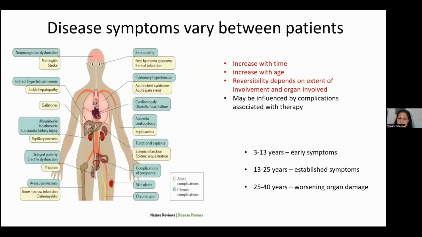In general, we think of early symptoms as happening between 3 and 13 years. I am a pediatric transplant physician. We do both sibling donors, unrelated donors, and haplo transplants. But we do realize that between 13 and 25 years, there are more established symptoms, and then into adulthood, there is worsening organ damage.